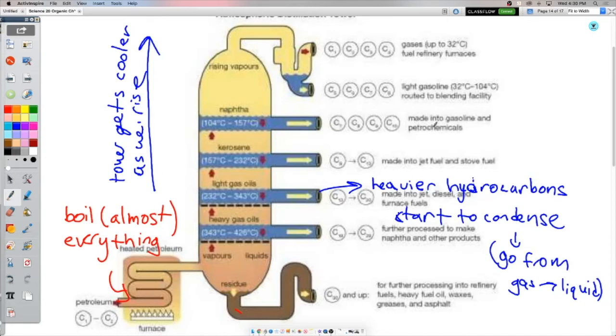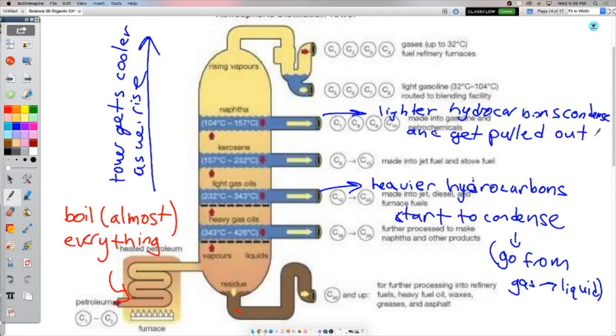And we can pull out, you see here, this is gasoline, right? This is where we actually pull out the components of gasoline. So it's about the C7s to the C10s, right? Mostly octane is the main component of our gasoline. Okay, so as it goes up, lighter hydrocarbons condense into liquids and get pulled out for what they're useful for.